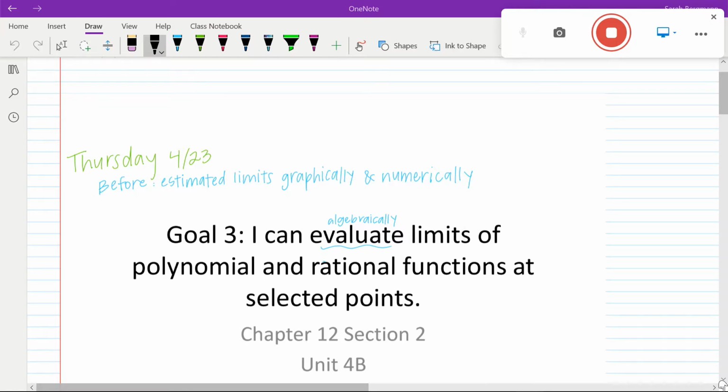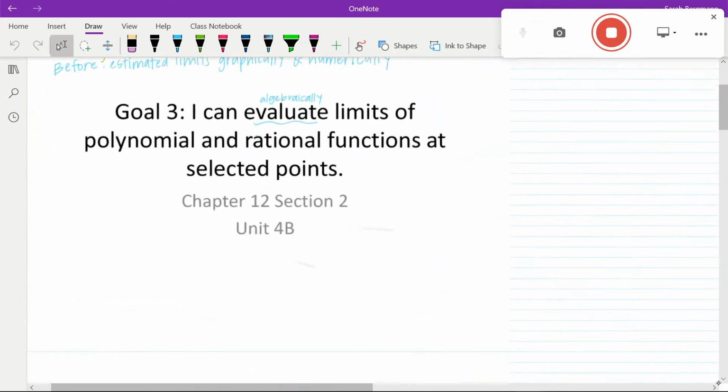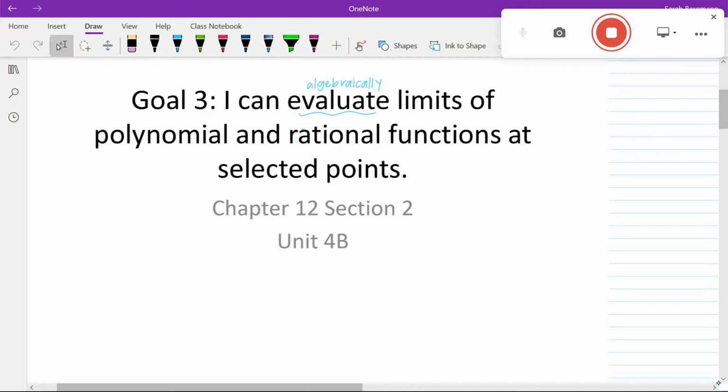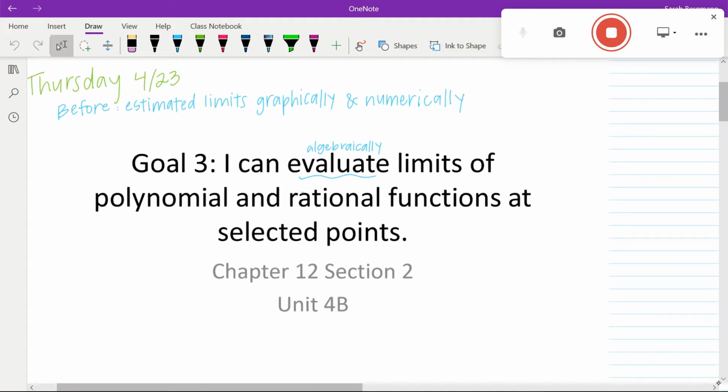Today we are going to be learning about limits, and we've already been working on these. Yesterday we were working on estimating limits graphically and numerically. Today we are going to be working on evaluating them, which means doing them algebraically. We can still use what we learned before to help us check our work. But now we'll have a concrete way to know whether it's the correct answer.